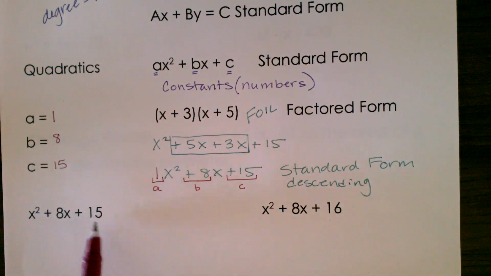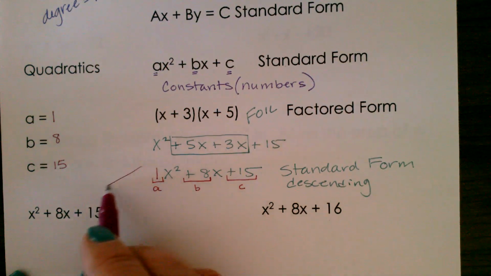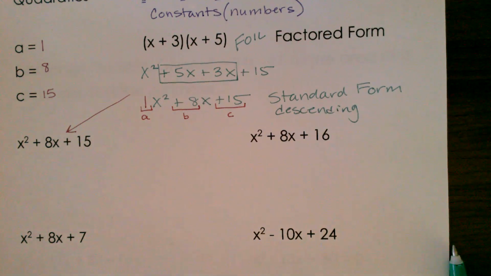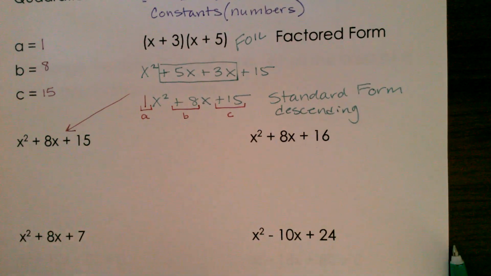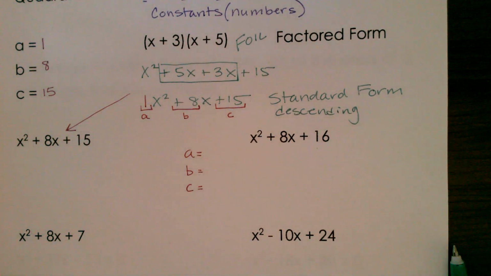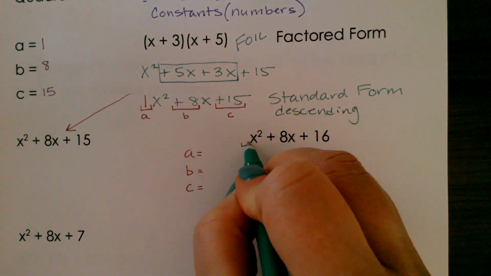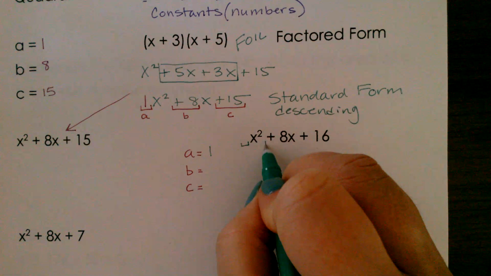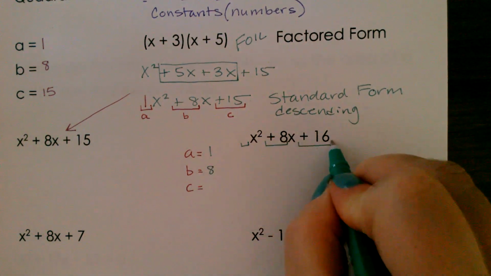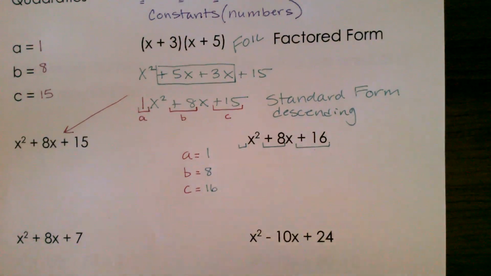Now, when we look at this one, we'll move to this one over here because that is done. So my A, my B, and my C. Let's identify those first. A is here, so that's 1. B is there, that's 8. And my C here is 16. Today we're going to be working with trinomials where A is always 1.